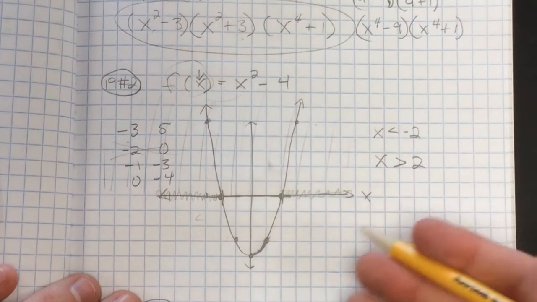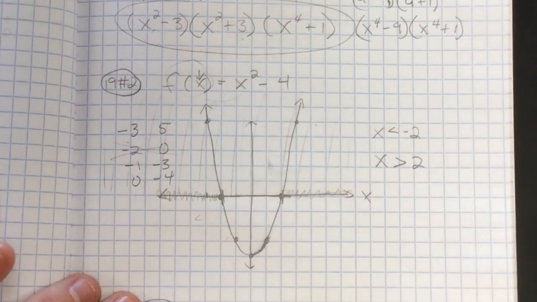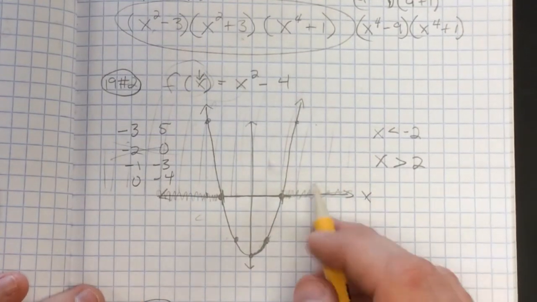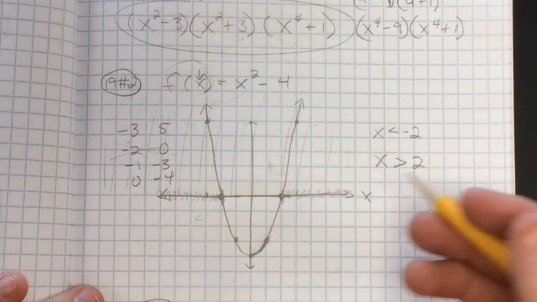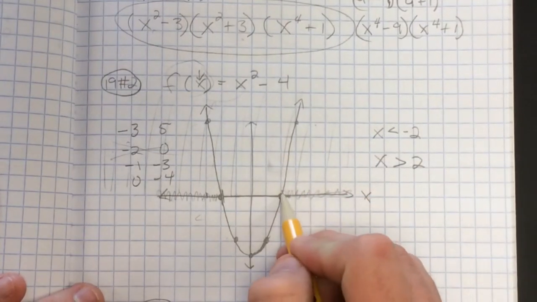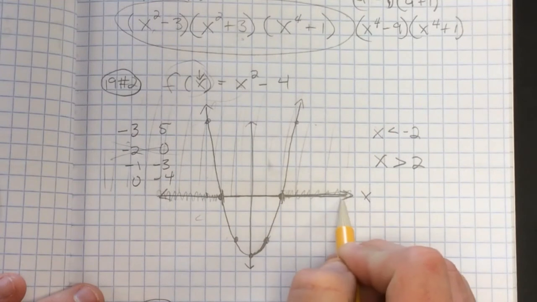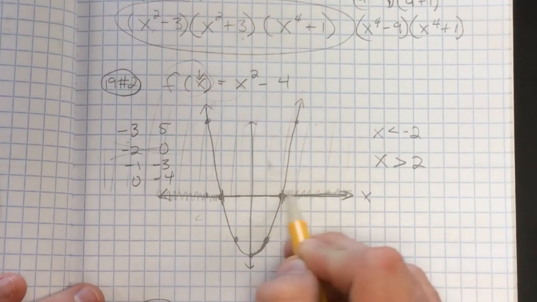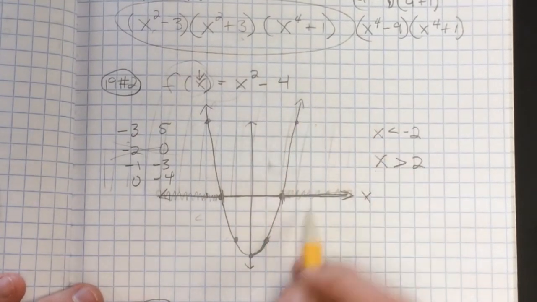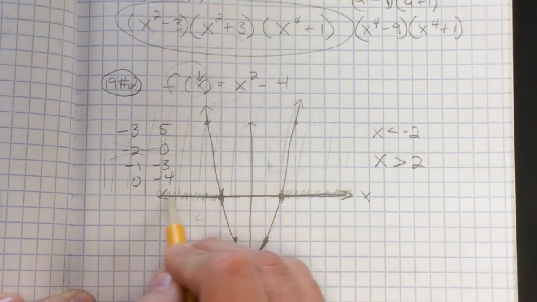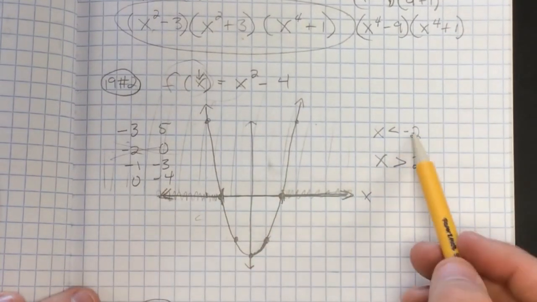We want the x values that give outputs greater than 0. And we can see from the graph that the only ones that are going to work are things that are greater than 2. So any x values greater than 2 are going to give outputs greater than 0, and any x values less than -2. So that's my answer there.